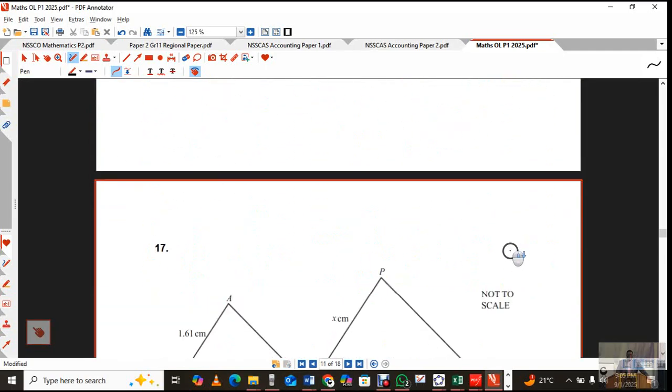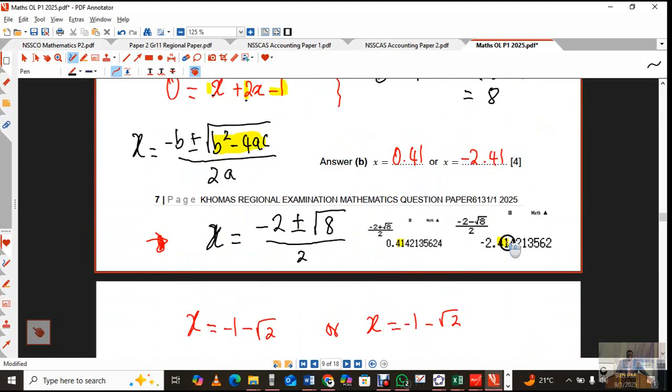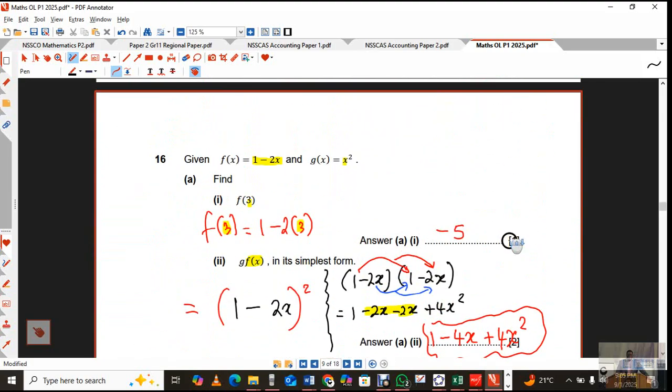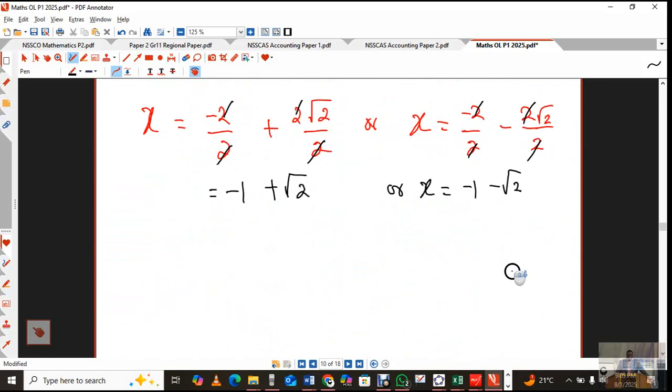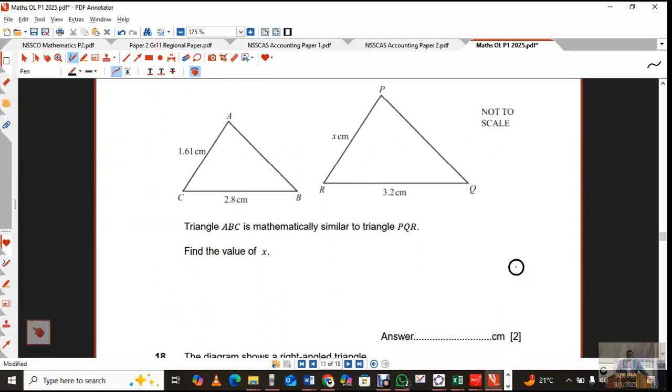Let's go to the next question. Let me see if that was question 16 over there. Of course, now I have to move. Looks like the paper still has a lot of questions. So this is a question on similarity. Corresponding sides are not equal, but they are in the same ratio.